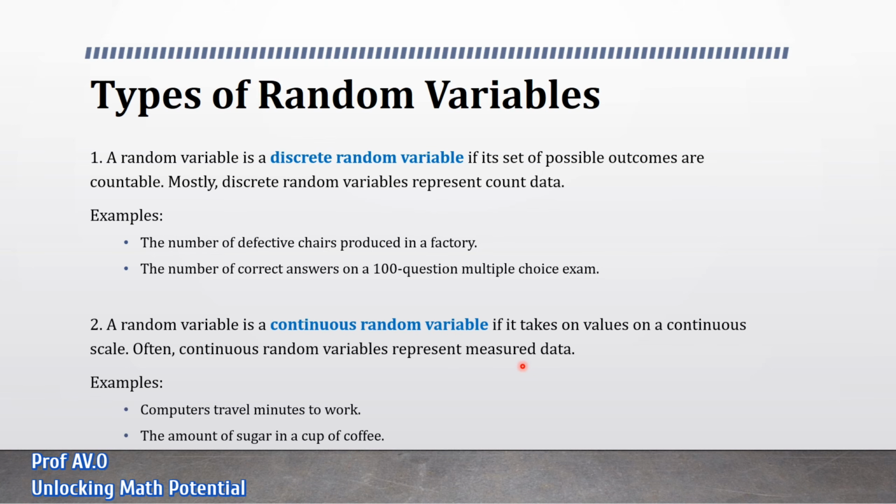Examples: the commuters' travel minutes to work. So we can measure, diba? So next, we have the amount of sugar in a cup of coffee. So again, we cannot count the amount of sugar in a cup of coffee. Okay, so I hope you get the difference of the two types of the random variables. Again, when we say discrete, it is count data, and when we say continuous, it represents measured data.